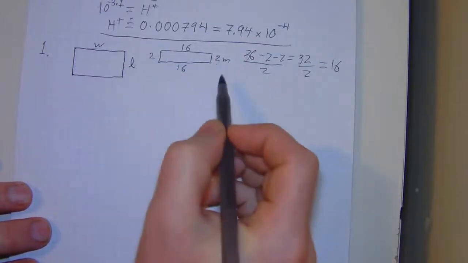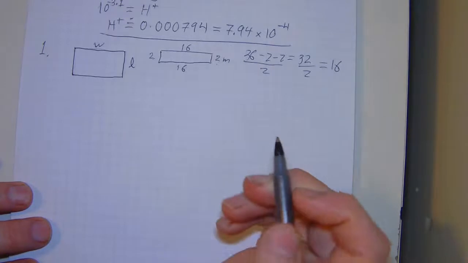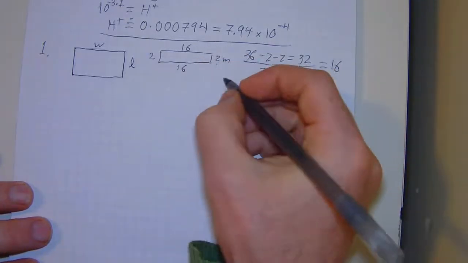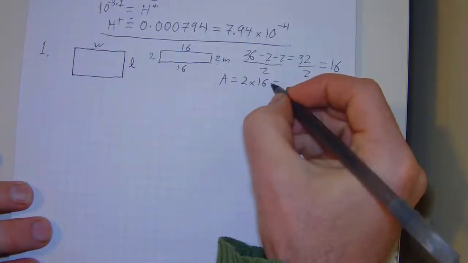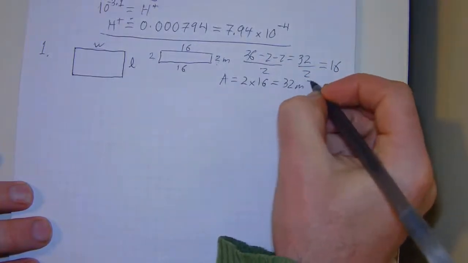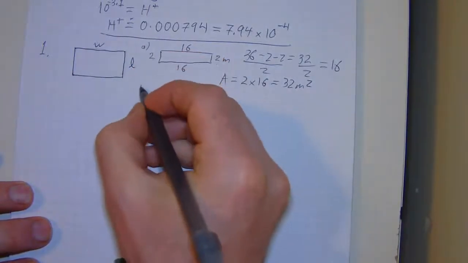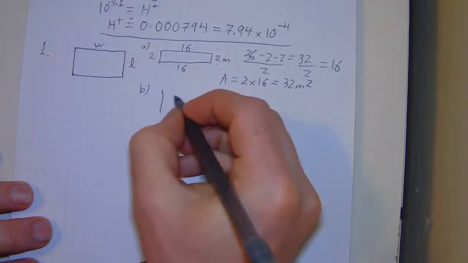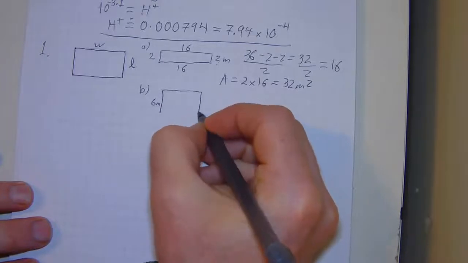So this is the lengths of all the different sides if the garden has a length of 2 meters. And we can figure out the area for this garden. The area is 2 times 16, length times width, or 32 meters squared. So that is A. For B, we have 6 meters for the length, and we need to figure out the width.